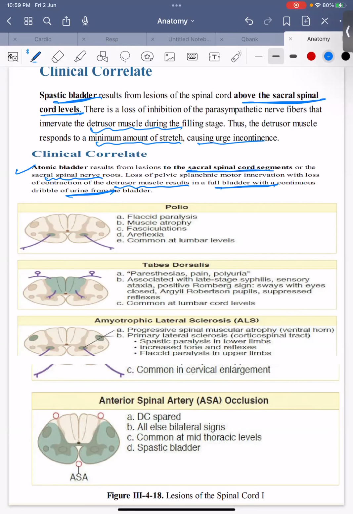Now, polio actually causes the damage to the anterior horn of the spinal cord, so it causes the lower motor neuron lesion like the flaccid paralysis, muscle atrophy, fasciculation, areflexia, and most commonly it involves the lumbar level.